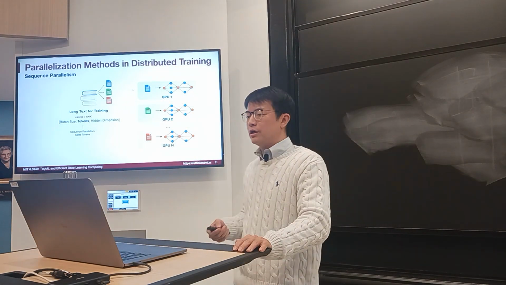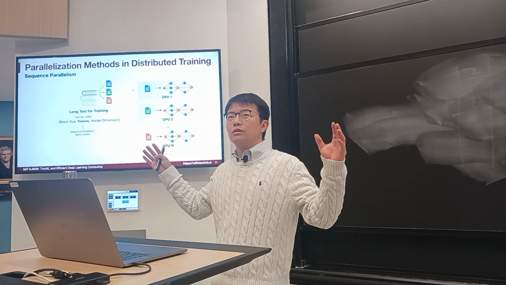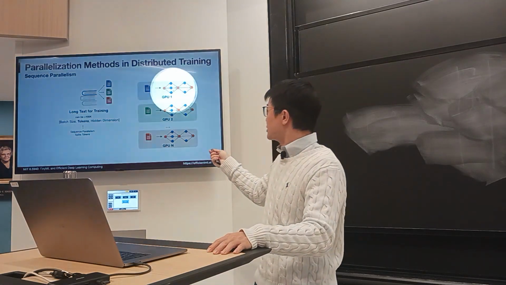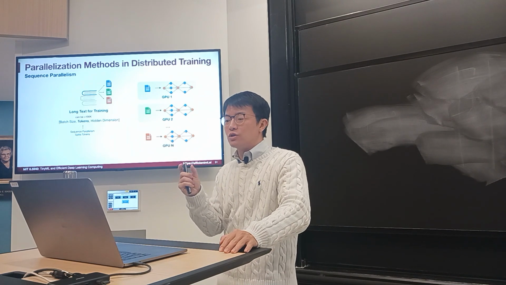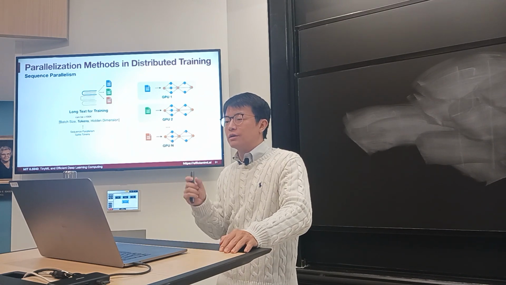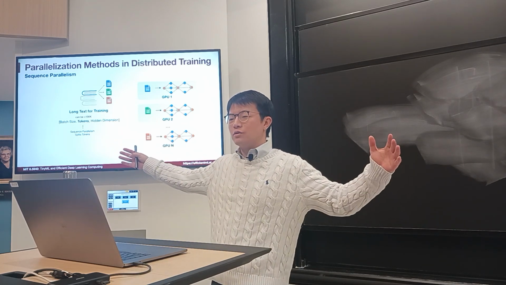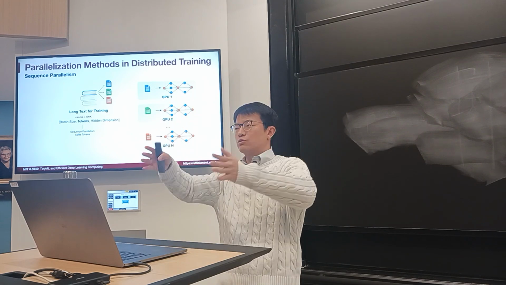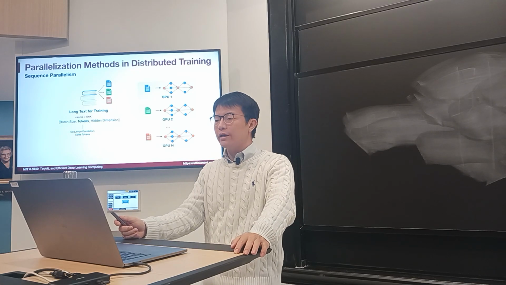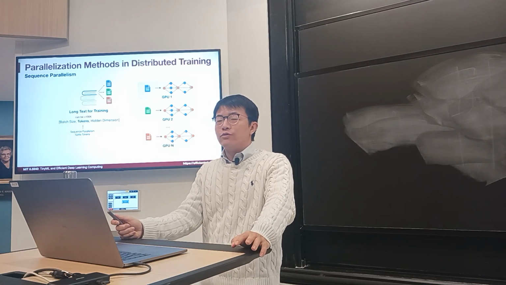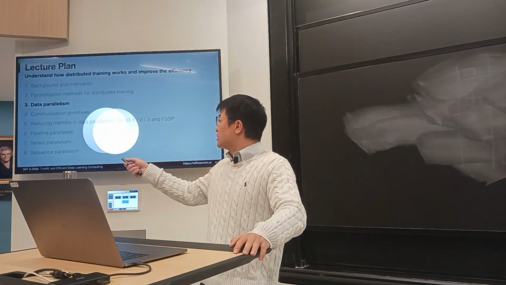So each GPU is responsible for the entire model. Each GPU has the whole model, but it's only responsible for processing part of the sequence. Since the total sequence is too long, each GPU just processes part of it. So that's sequence parallelism. This is a quick overview of the 4 different parallelization approaches.